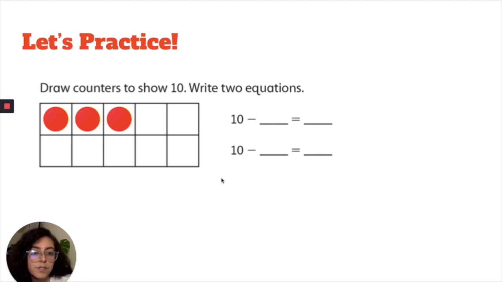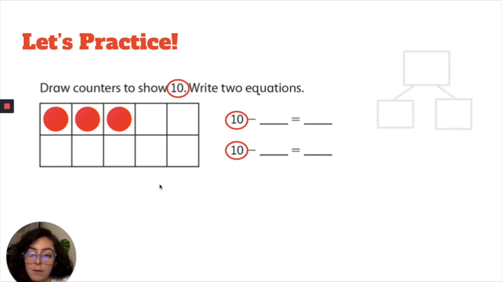Now, I don't see a number bond. What is this called? A 10 frame. Great job. So we're going to be using a 10 frame here. Now don't get tricked. They already gave us our whole. It says to show 10. So 10 is our total. And if I look at my subtraction equations, 10 is already there given for us because that is our total and that's what we start with.